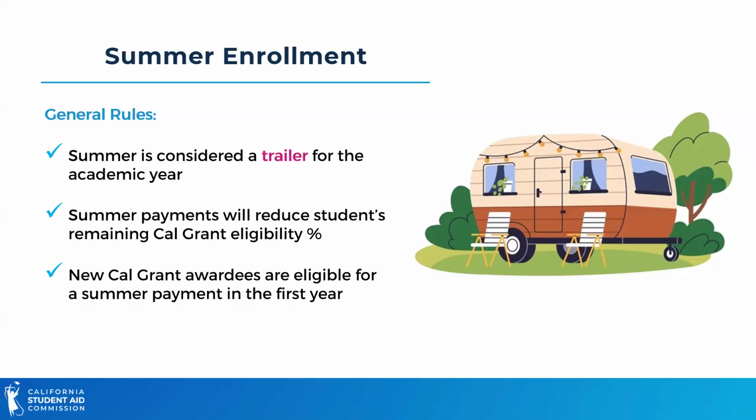Now keep in mind that summer payments do reduce the student's remaining eligibility. So keep this in mind, especially if your students do not have mandatory summer enrollment. If they're taking discretionary courses and they want Cal Grant, it is helpful to counsel the student to let them know, hey, if you use the Cal Grant, you may have fewer terms going forward if you're still planning on graduating in 2 years or 4 years or whatnot. Now, new Cal Grant awardees are eligible for a summer payment in their first year. Some are going to require special handling, which we will talk about in a few slides.